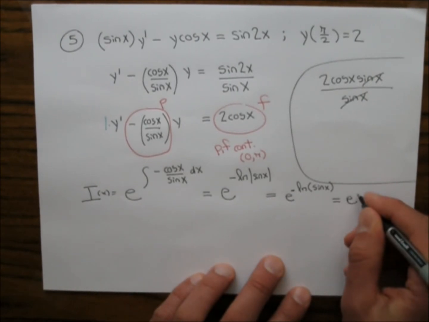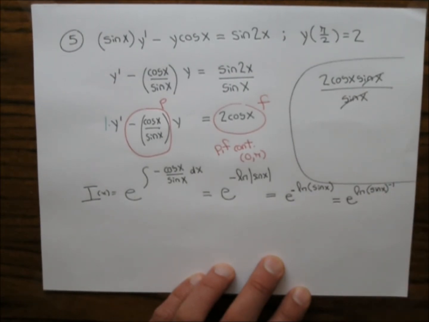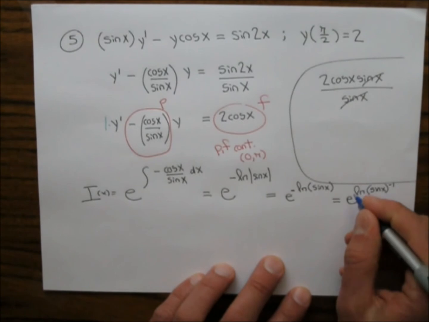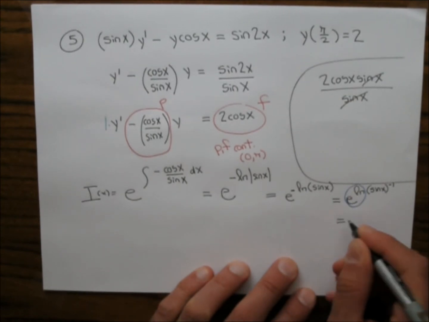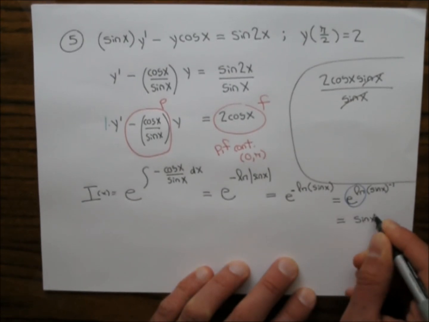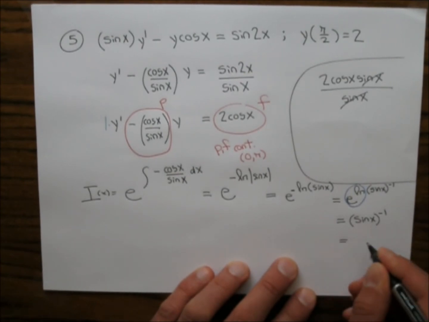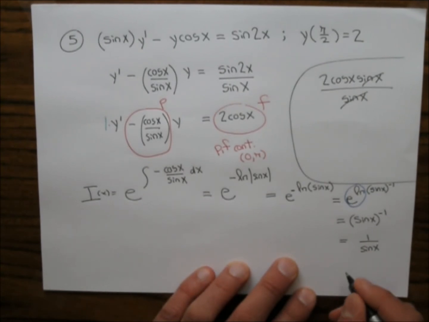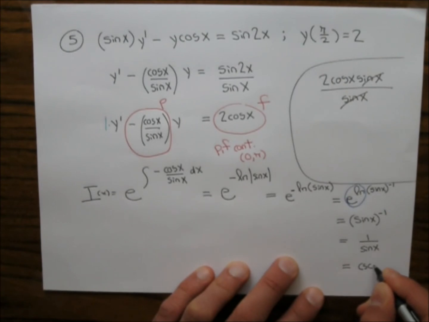So this is e to the ln sine x. There's a -1 there. That part right there goes pop. And we end up getting sine x to the -1. It's not the inverse sine. This is really 1 over sine x. Which, if you like, you can write as the cosecant of x.